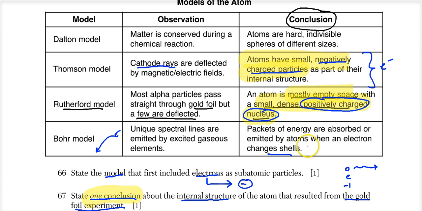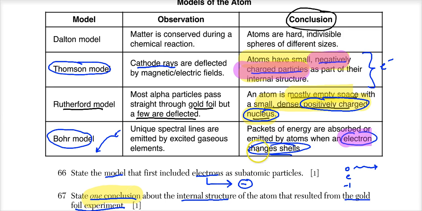Now, how do the Bohr model and the Thomson model have any kind of parallels? Well, Thomson was about negatively charged particles, and the Bohr model was about electrons changing shells. So what's the similarity here? The similarity is we have negatively charged particles and we have electrons. Since Thomson discovered the electron and Bohr uses electrons changing shells, certainly they would have some parallels in the fact that they're both using electrons.